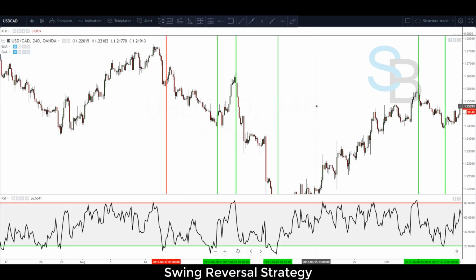And I did say I was going to give you guys my favorite pair for this strategy, and it is the pair that we're currently testing on. My favorite pair for the swing reversal strategy is the Dollar Canada. The Dollar Swiss works really well also for this strategy.